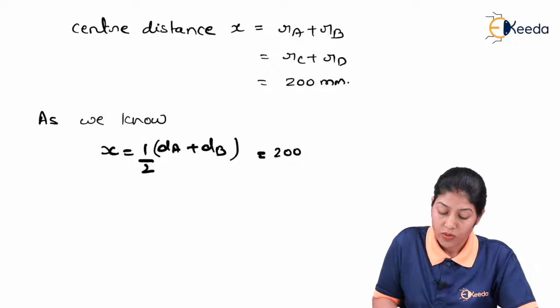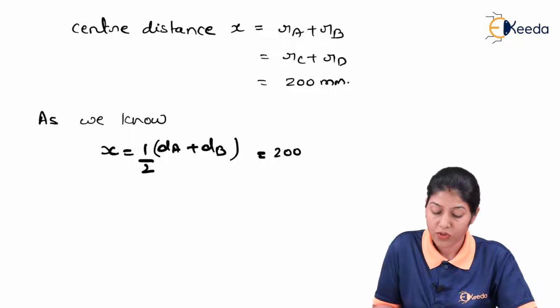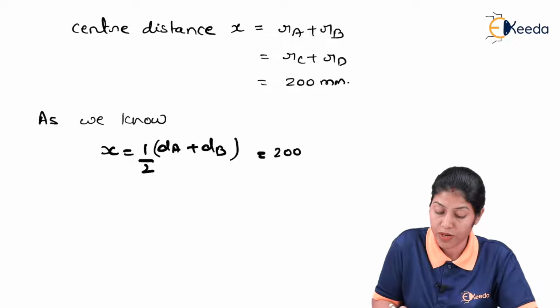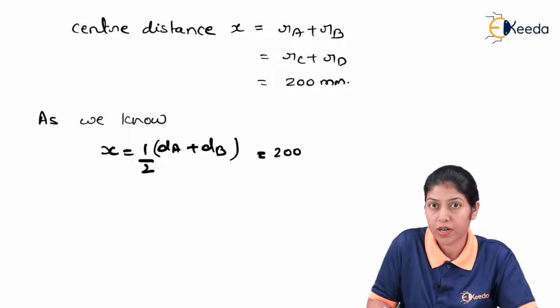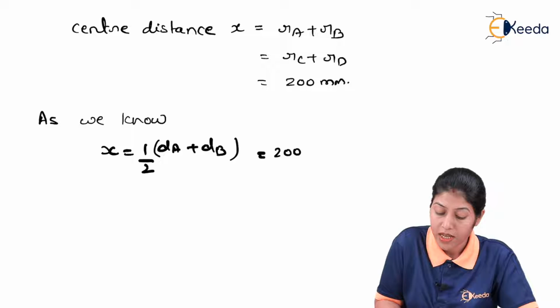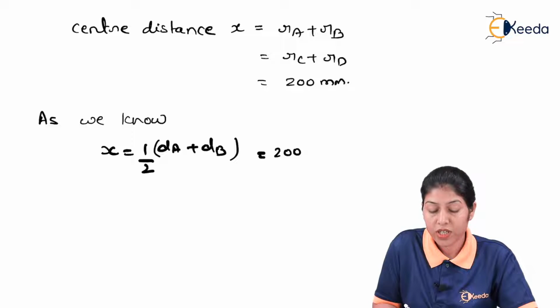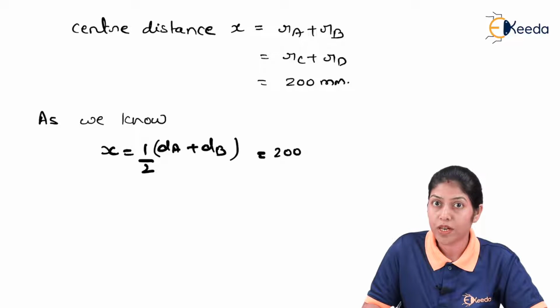As we know, the formula of the center distance for each gear train is represented by x equals 1 by 2 (dA plus dB). That is representing the diameters of both the gears, and it is given as 200 mm. Now we will solve this term dA and dB in terms of module and the number of teeth as per the concept of circular pitch.